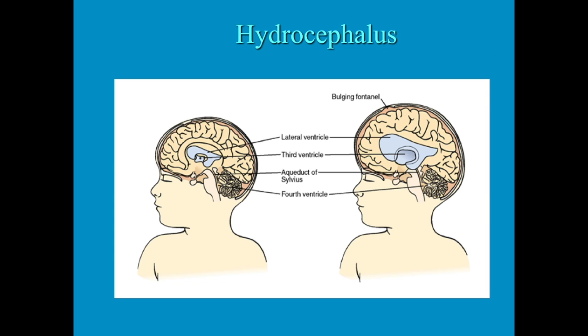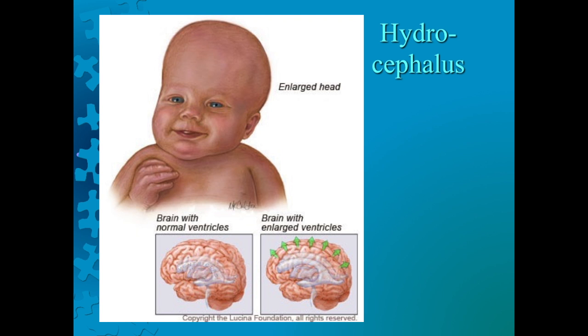And here's another example of what it looks like, only it's a little bit clearer of a picture. And here's a little baby that has a very large head. And you can see how the pressure, when the ventricles become so enlarged, literally compresses on the rest of the brain tissue, and it exhibits the signs of increased intracranial pressure.